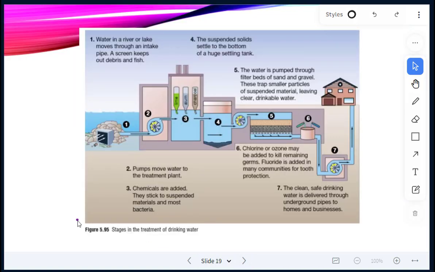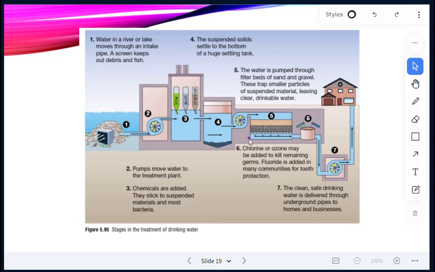What happens in a water treatment plant is, firstly, water in the river or lake will move through an intake pipe. There's a screen here that keeps out any debris and fish. Number two, there's a pump here that's moving the water to the treatment plant. Three, chemicals are added. They stick to suspended materials as well as most bacteria. Next, suspended solids will settle down to the bottom of this huge settling tank.